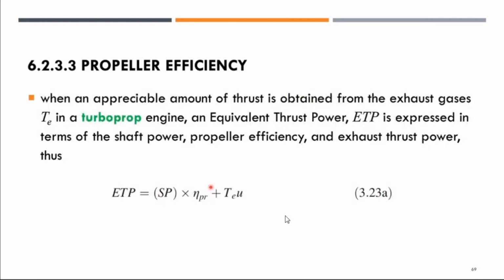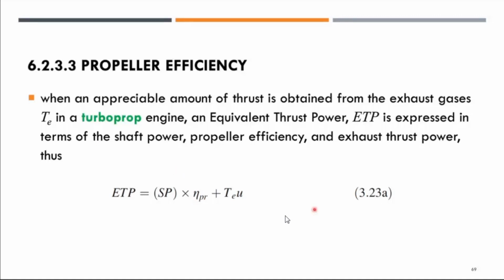When an appreciable amount of thrust is obtained from the exhaust gases, the thrust from the exhaust TE, in a turboprop engine we have another element being introduced. Equivalent thrust power, ETP, is expressed in terms of the shaft power, the propeller efficiency, as well as the exhaust thrust power. Okay, so this is expression 3.23A.